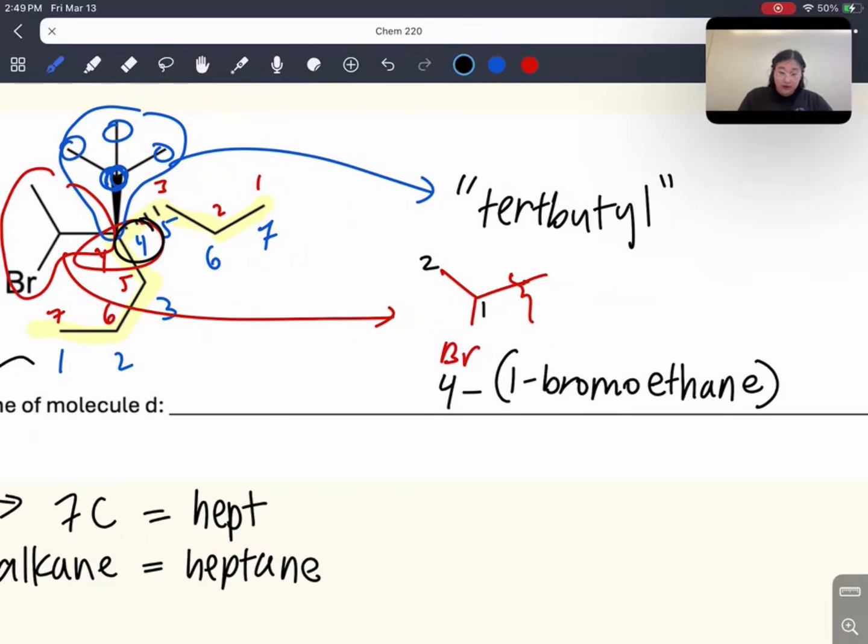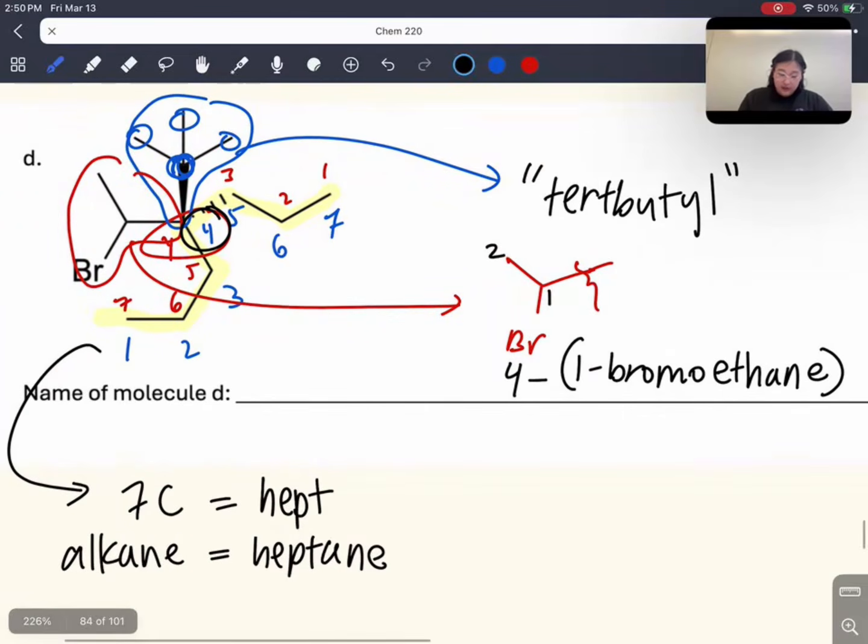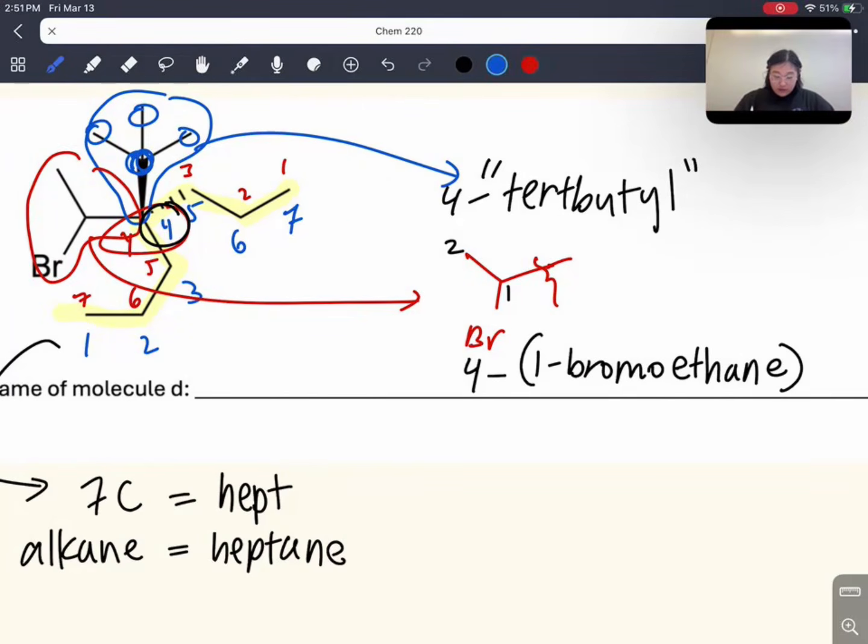So this will be the name of this entire red molecule over here. And also this tert butyl would have a 4 in front of it too, because this tert butyl substituent is placed on carbon number 4. Okay, so now that we have our substituents named, and we have our parent name, now we have to put the substituents in order alphabetically.